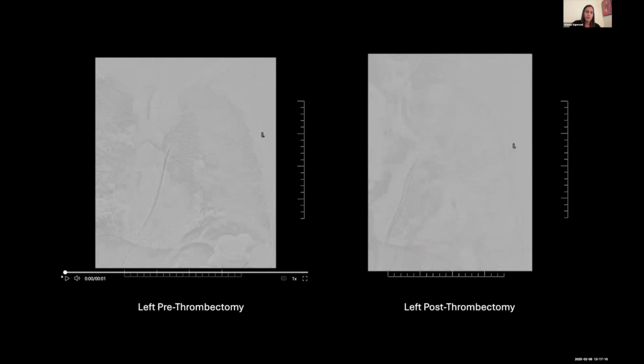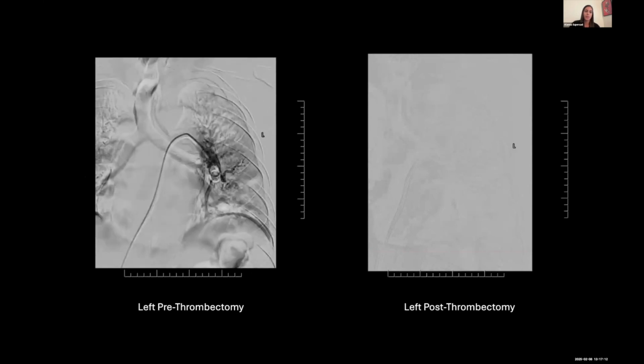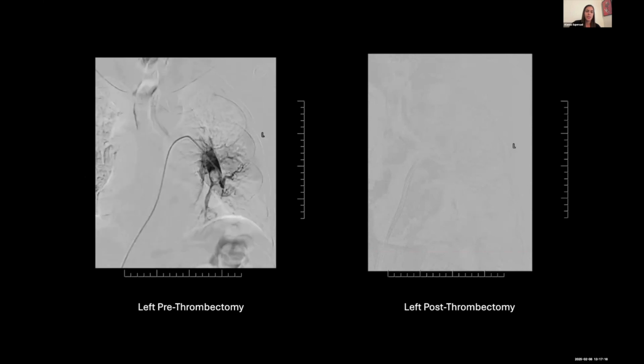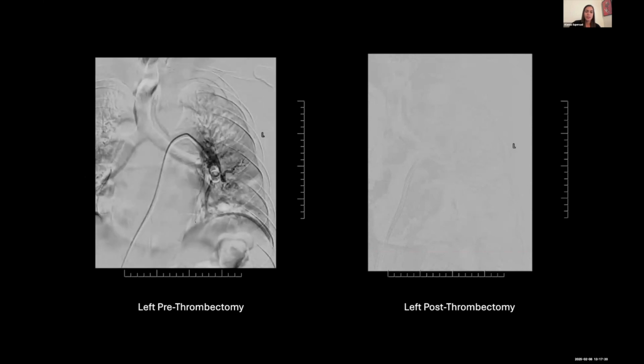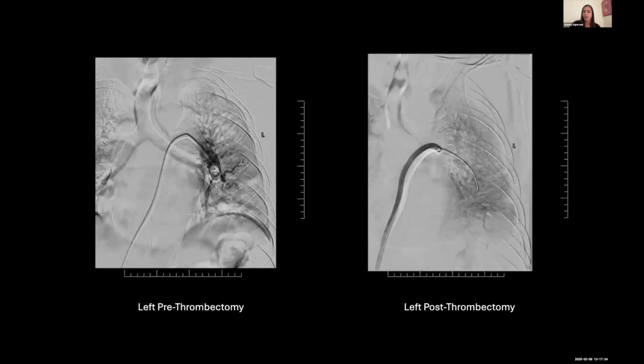So here in the interventional suite, this is just a quick image of the pre-thrombectomy DSA. So you can see the clot here just in the region of the pigtail catheter tip, and decreased flow here out to the periphery. And then after the aspiration, sorry, it's a little bit quick, this image, you see increased flow through the periphery of the lung there, and resolution of that thrombus.